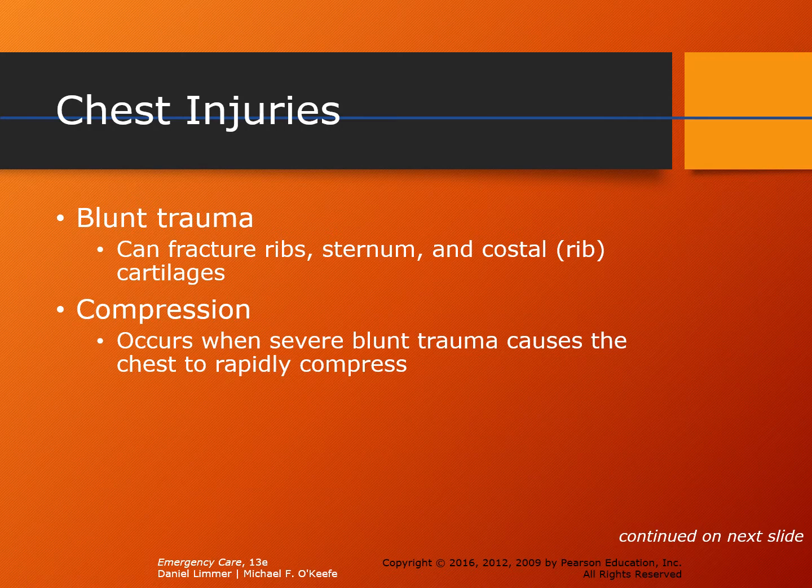Compression occurs when severe blunt trauma causes the chest to rapidly compress, and it doesn't necessarily need to be where the compression is unabated. It can just be a very short period of compression, and that's all that it takes. One of our more common injuries, especially in the live concert setting, will be individuals that are pressed by the crowd up against the crowd control barrier at the very front of the stage and sustain significant damage even though they were pressed up against the barricade for a very short period of time.